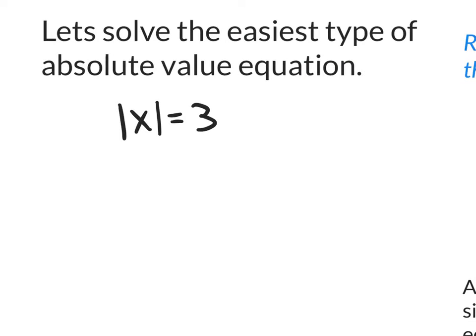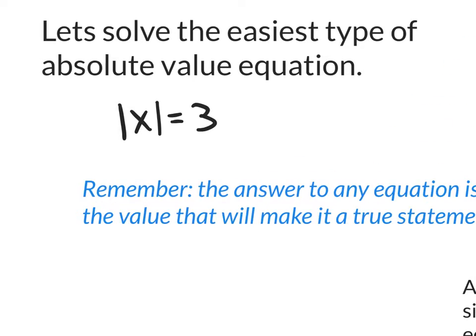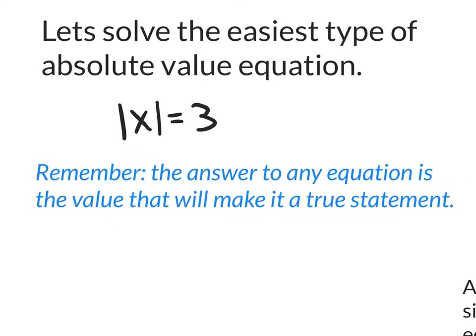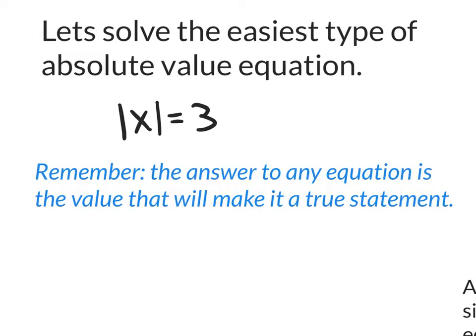Let's solve the easiest type of absolute value equation. Here it is: the absolute value of x equals 3. Let's remember that the answer to any equation is the value that'll make it a true statement. So if I said x plus 2 equals 5, what's the answer? 3. Why? Because if you plug in a 3, it'll be a true statement: 3 plus 2 equals 5. There is no other number that'll work here that'll give you 5. So the answer to any equation is the value that'll make it a true statement.